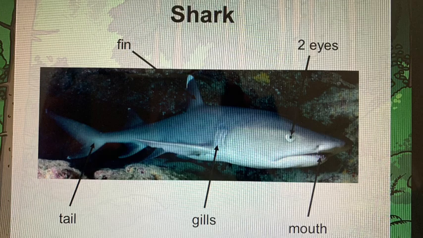I'm very excited about this next animal because you know I love sharks. So here is a shark and the body parts that a shark has. A shark has 2 eyes and a mouth. A shark has a fin, a tail, and then if you look closely, a shark has gills. We'll look into that in a minute.